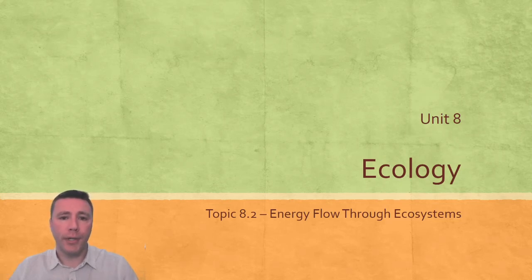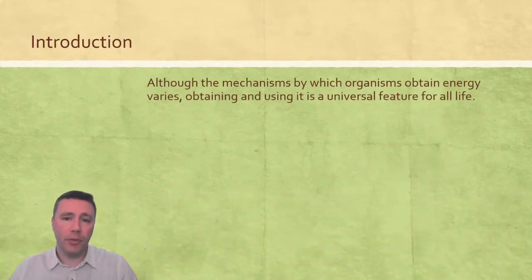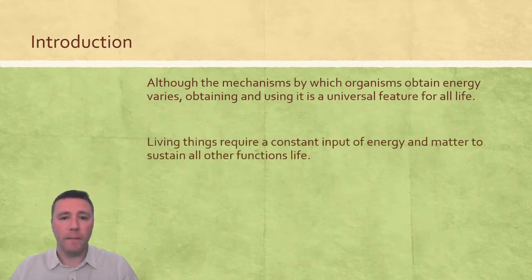This video is going to explore topic 8.2, energy flow through ecosystems. The acquisition of energy is ubiquitous for all forms of life. It is a universal process that all organisms need energy in order to survive. But the manner in which they acquire that energy can vary from species to species.